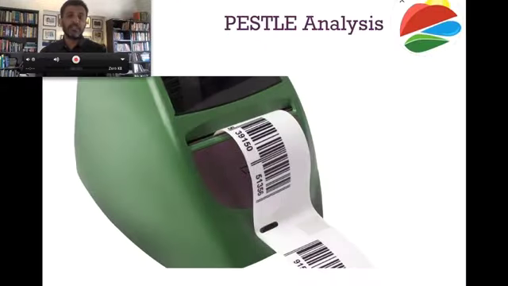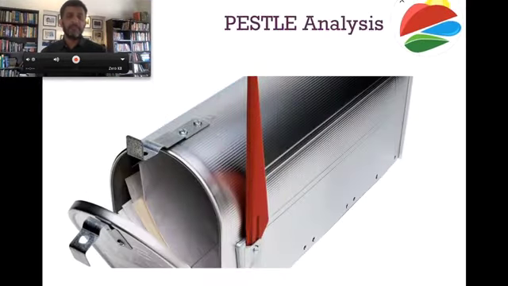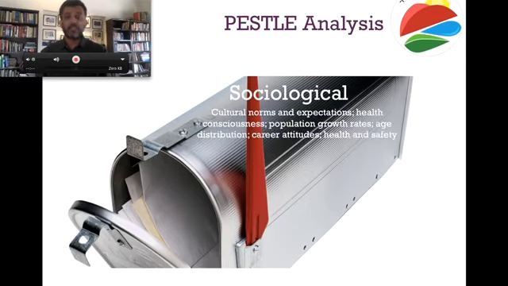The second one is economical: economic growth, decline, interest rates, exchange rates, inflation, wage rates, minimum wage rates, working hours, unemployment rates, credit availability, cost. All these things are included in the economic side of the analysis. Then there is the sociological side, which covers cultural norms, expectations, health consciousness, population growth, age distribution, career attitudes, health and safety.